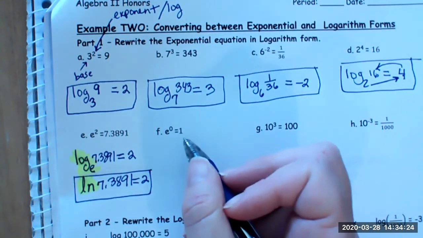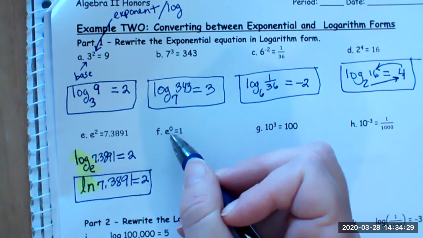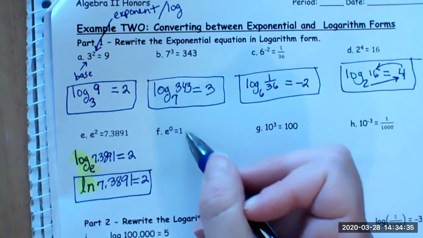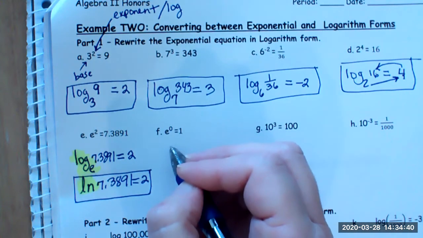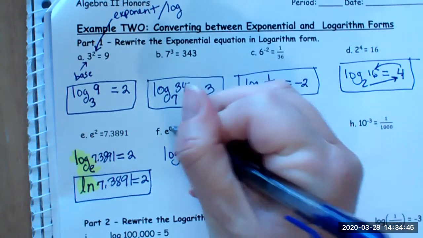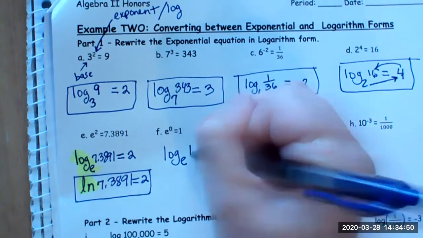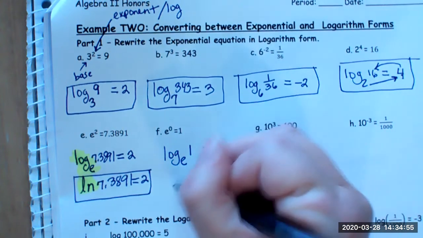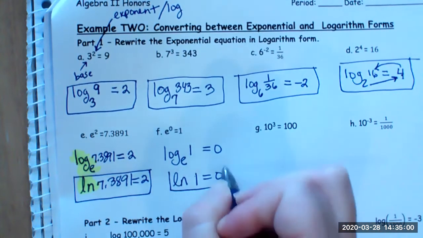So we want to notice here of special value. We notice that we've got e to the 0 equals 1, which makes perfect sense. We know any number raised to the 0 power equals 1. Okay? So if we change this to logarithmic form, we'll get log base E equals, the exponent is 0, and the number that we haven't included yet is that 1. So we have log base E of 1 equals 0, or natural log of 1 equals 0. Okay? So this is a special value.